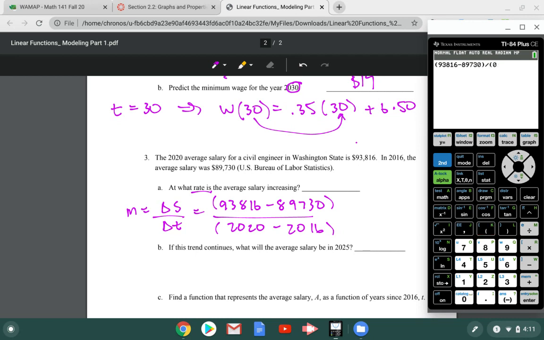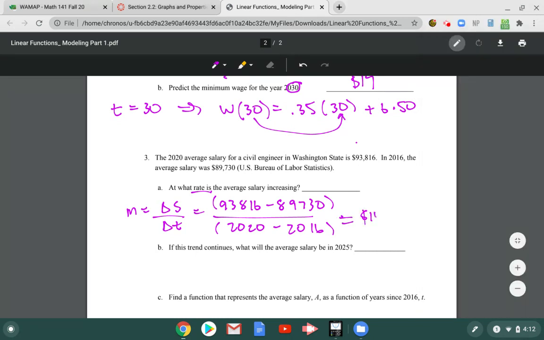Oh, darn it. One more time. 93,816 minus 89,730 parentheses divided by parentheses, and now I'll do 2020 minus 2016, which is just 4. I could have done 4 as well. Making sure I've got my values in there correctly and it looks good. So there's a change of about $1,000 per year, $1,021.50 per year is the average salary increase.